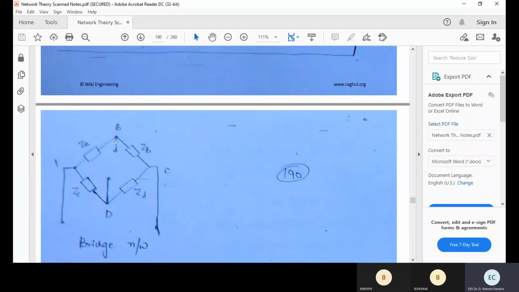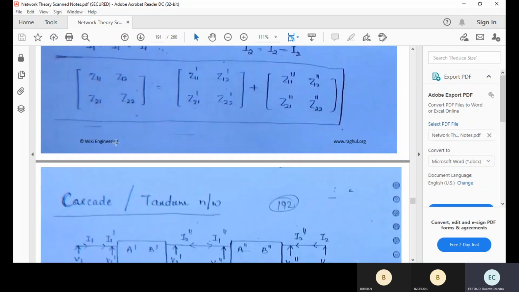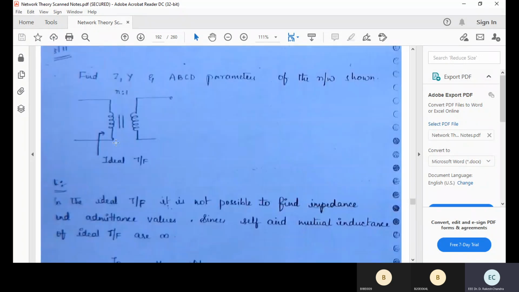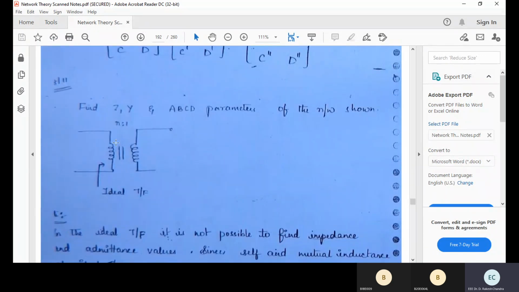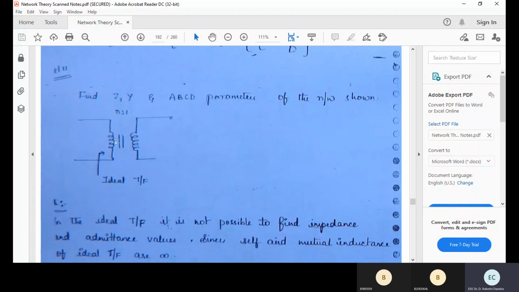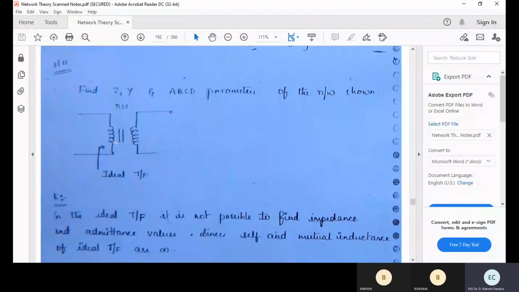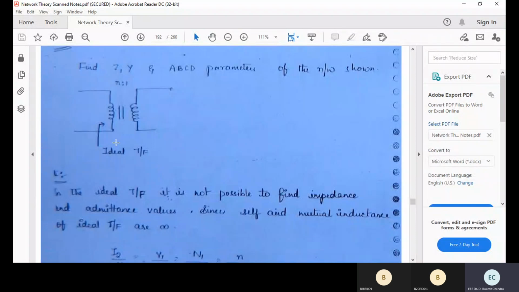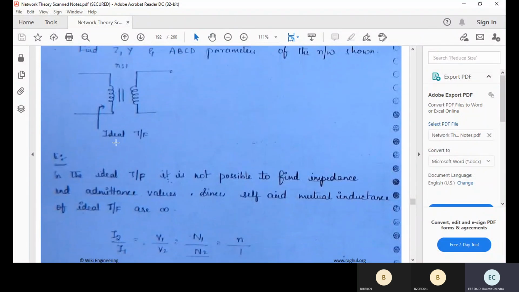So cascaded networks, equivalent networks, the combination. Generally we will solve problems. This is what we have discussed: find Z and Y parameters. ABCD parameters are not there in our syllabus. Find Z and Y parameters for this type of network.